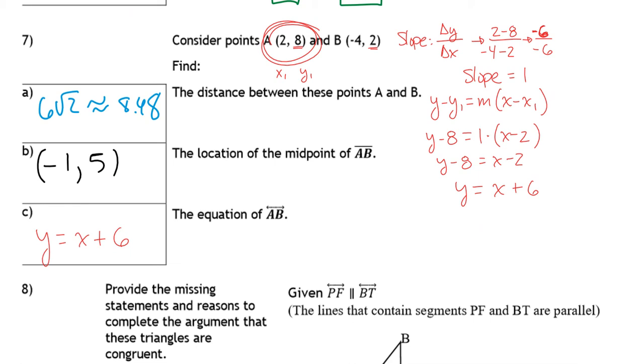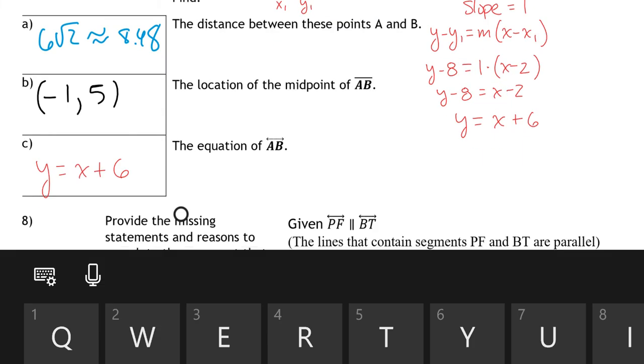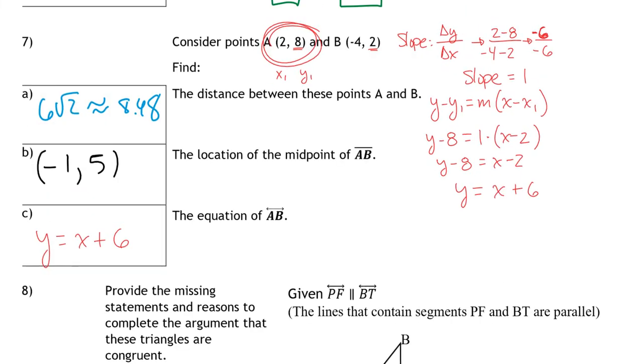So think about all those different parts, right? How do you find the location of a midpoint? How do you find the distance between 2 points? And how do you find the equation of a line that goes through 2 particular points?